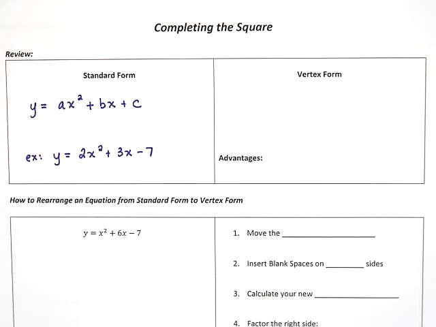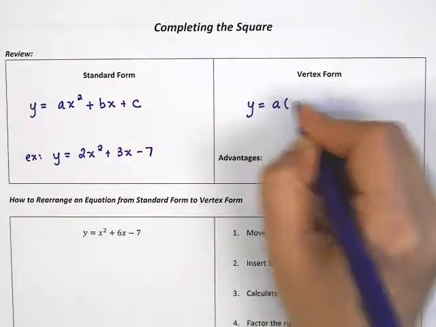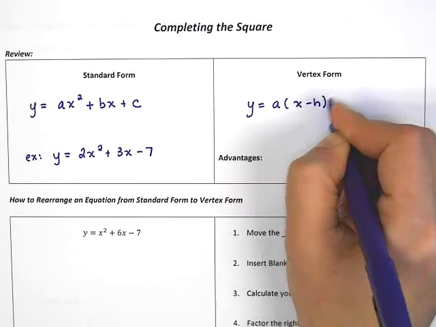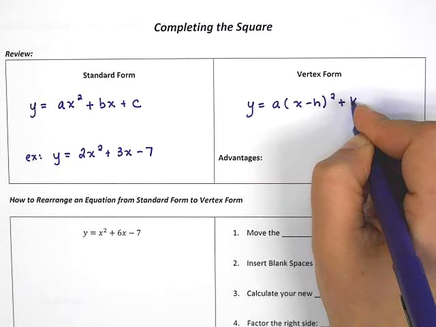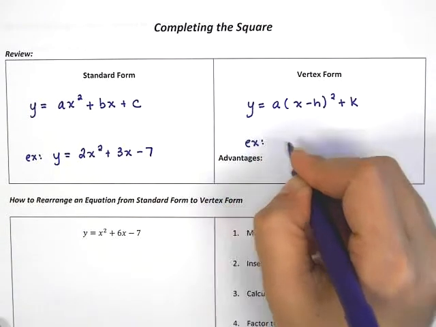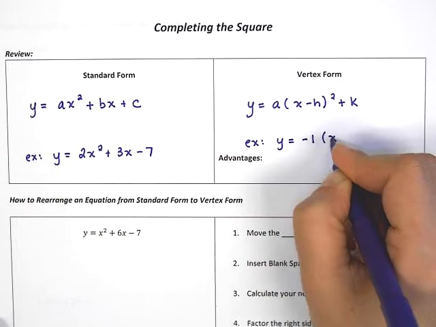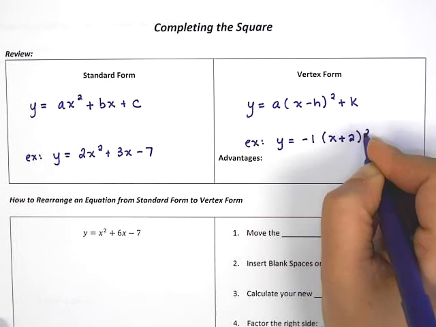We also know vertex form, and vertex form looks like this. Y equals a parentheses x minus h squared plus k. An example of vertex form, if you had numbers filled in, would be y equals negative 1 parentheses x plus 2 squared minus 7.